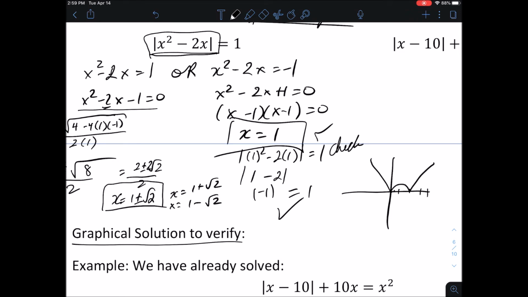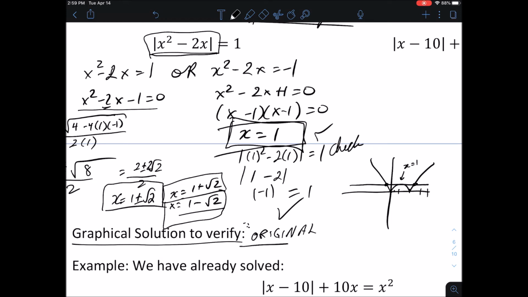If I graph, just a little sketch of that is going to look something like that. And the line 1 is going to look something like that. And I can see my solutions. This is x equals 1. This one is 1 minus root 2. And this one over here is 1 plus root 2. So these answers are all good. This one, and this one up here. Okay, so sometimes graphing helps, and I want to graph the original.